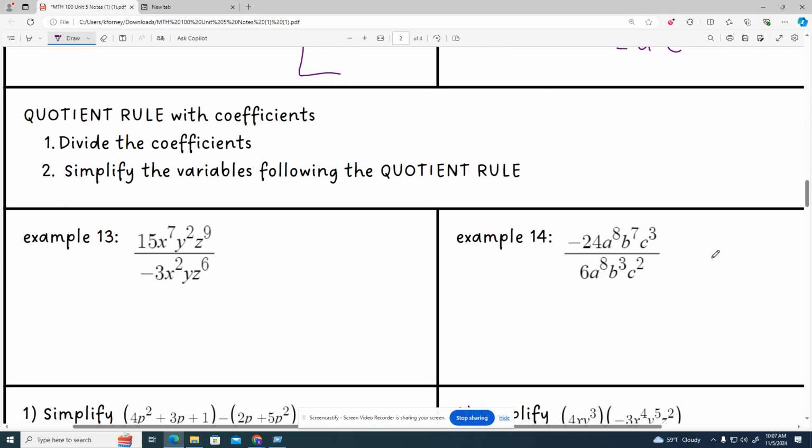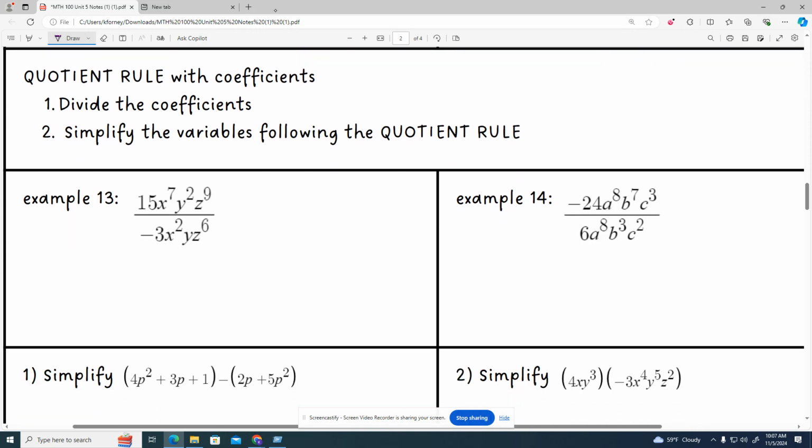All right. So now the quotient rule with variables, we have to divide the coefficients and then subtract exponents. So in example 13, you're going to have 15 divided by -3, which is -5. Now sometimes when you divide, you'll get a fraction. But in this case we got -5. We're going to look at a couple from the homework in a little bit where you get a fraction so that we can practice that.